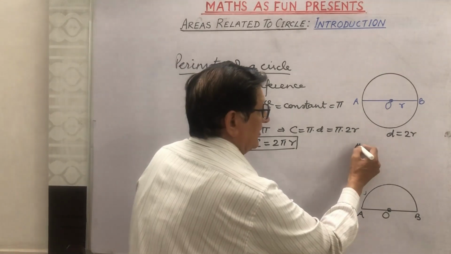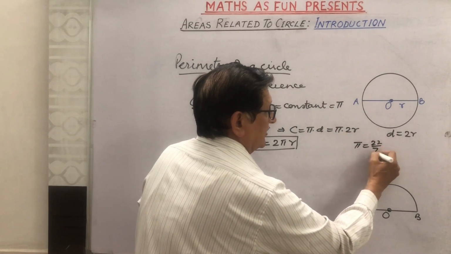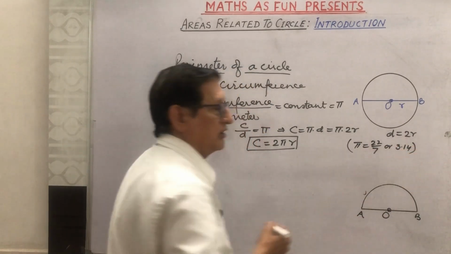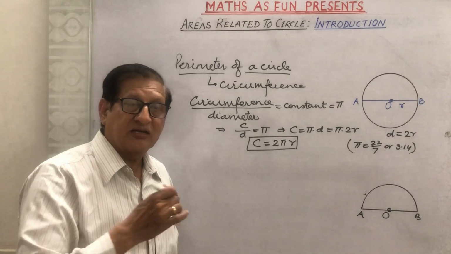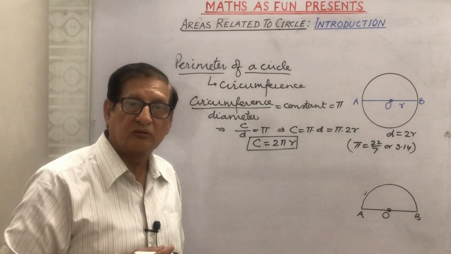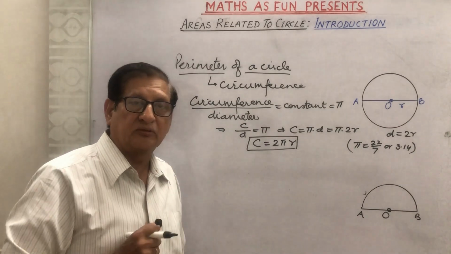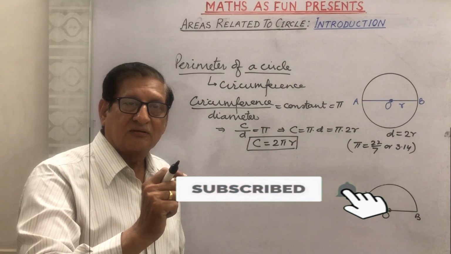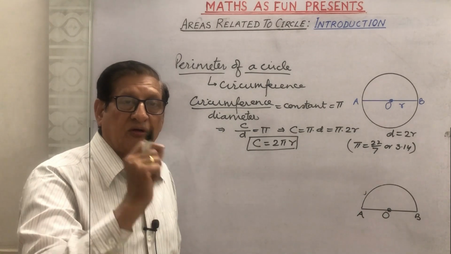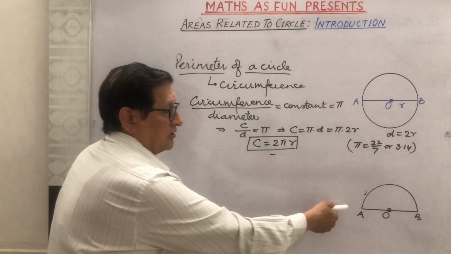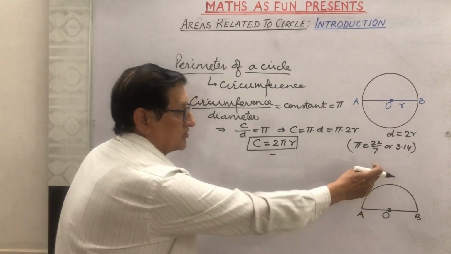Here we know that the value of pi is taken as 22 by 7 or 3.14 approximately. The exact value of pi is not 22 by 7 or 3.14. It is an irrational number, and we have learned this in the videos for real numbers. Now suppose we want to find out the perimeter of a semicircle.